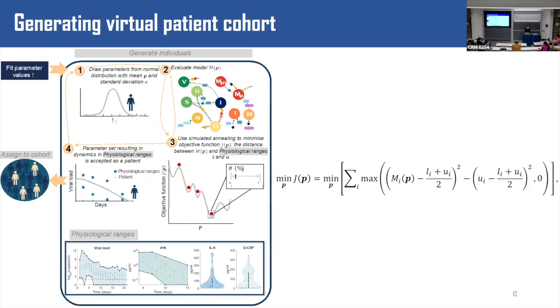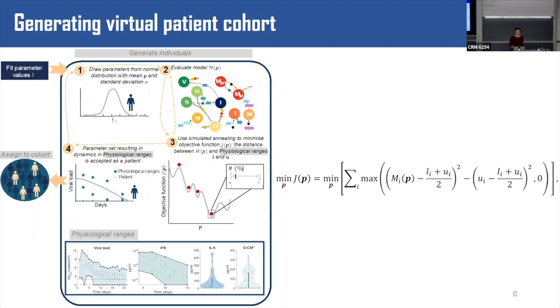We firstly create a parameter set, using the mean values and standard deviation from literature and clinical data. These parameters are related to macrophage, interferon, and IL-6 production. And then our model is simulated on these parameter sets. We used simulated annealing to make sure that the model trajectories fell within the ranges. That means to minimize this cost function. So we repeat this process until 200 patients are generated.